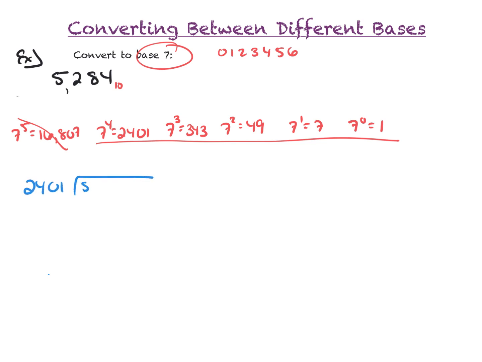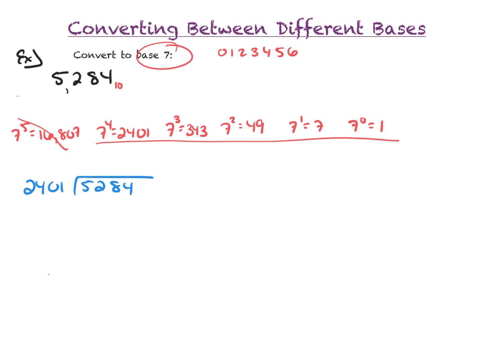2,401 into 5,284. And you really want to use long division here, not decimals with a calculator, because you want that remainder. The remainder is what will help you with the rest of the 7s. So I'm going to do my long division here.